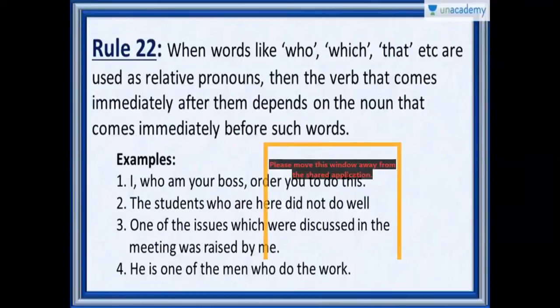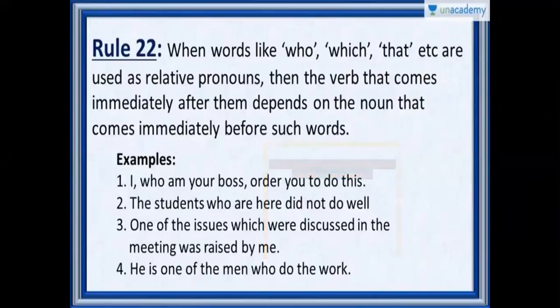See, I who dash your boss order you to do this. Now what are you having before who? I. And never can you write is after I. You can use only am. Because I is singular, you can use only am. So, I who am your boss. See, this is a very strange sentence, but this is exactly perfect English. Okay, I who am your boss order you to do this.